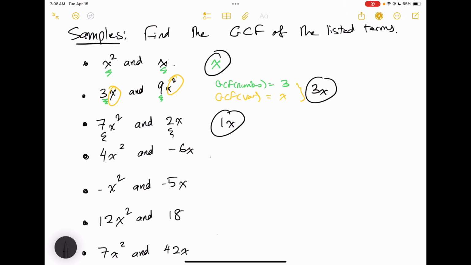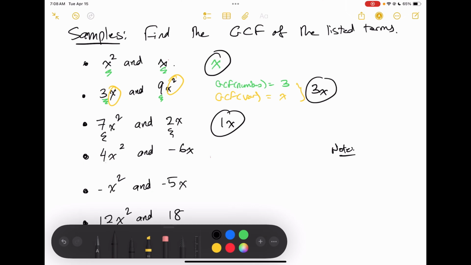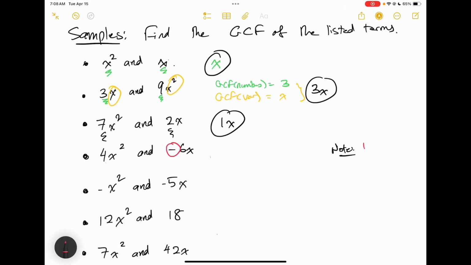Next up is 4x squared and negative 6x. Here's our first little bullet point note. If we start having negatives, as we do right here, if there's only one negative, the GCF is going to be positive. But if there's two negatives, the GCF will be negative because the negative counts as a common factor. So in this case, 4 and negative 6, there's only one negative, so the GCF will be positive. So now 4 and 6, their GCF is just 2. Then x squared and x, we know that to be just x.